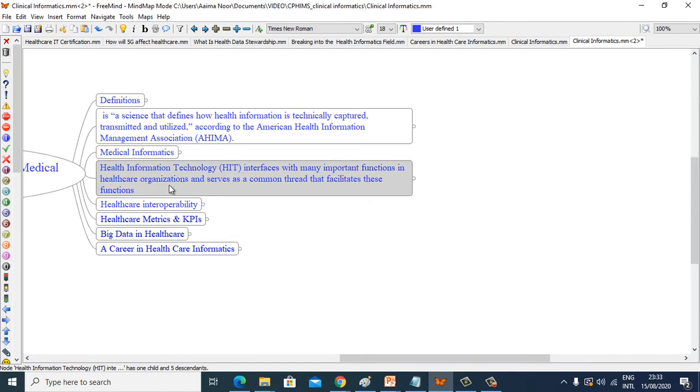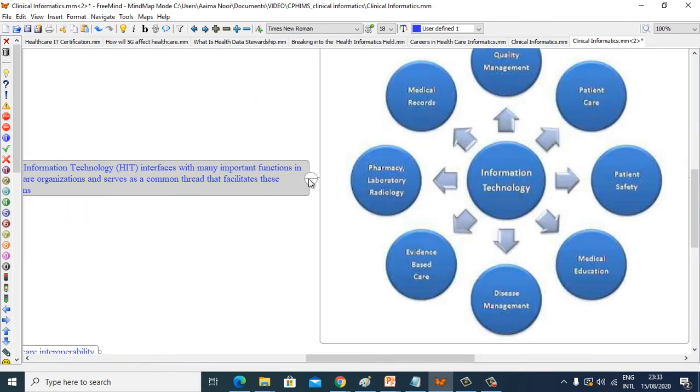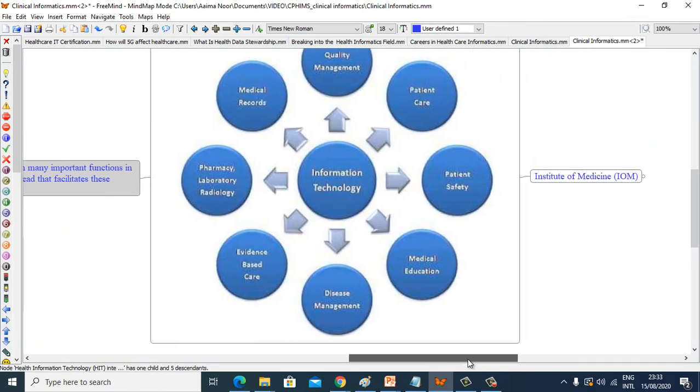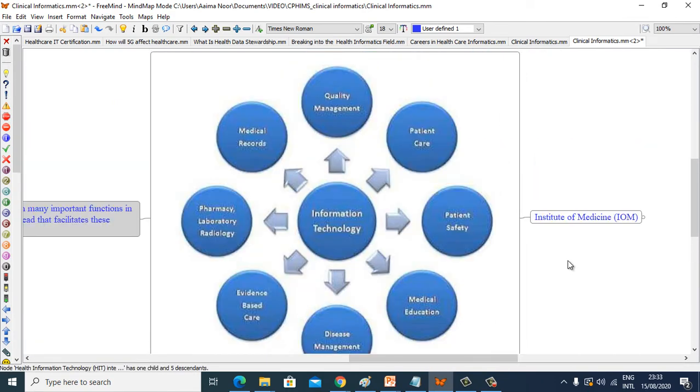Health information technology (HIT) interfaces with many important functions in health organizations and serves as a common thread that facilitates these functions. This is information technology and how it interacts with other systems.